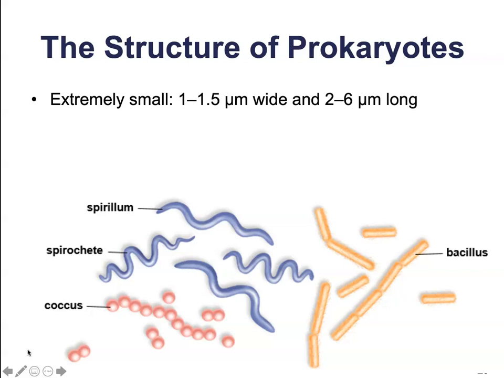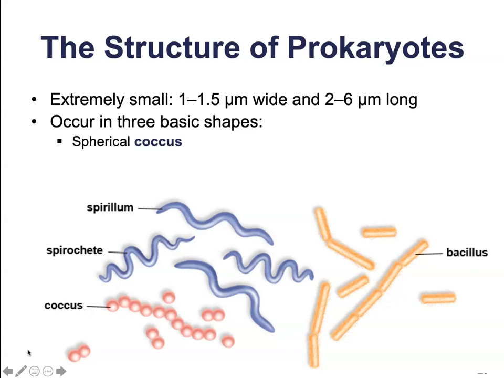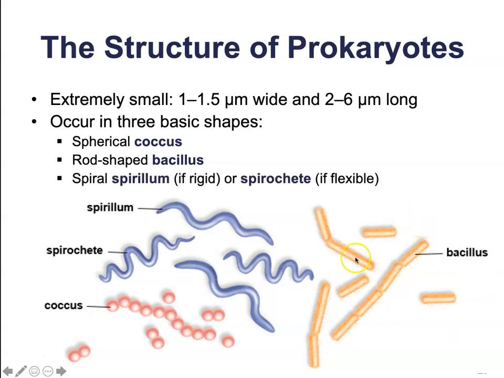Like I said, they're pretty small. These are going to be extremely small, at least compared to the eukaryotic cells. They're going to be between 1 and 2 micrometers wide and maybe 2 to 6 micrometers long. They're going to occur in 3 basic shapes. The spherical, also known as coccus, the rod shape, known as bacillus over here, and then the spiral, or the spirillum if they are going to be rigid, or spirochetes if they're sort of a little bit more flexible, like a spaghetti noodle.